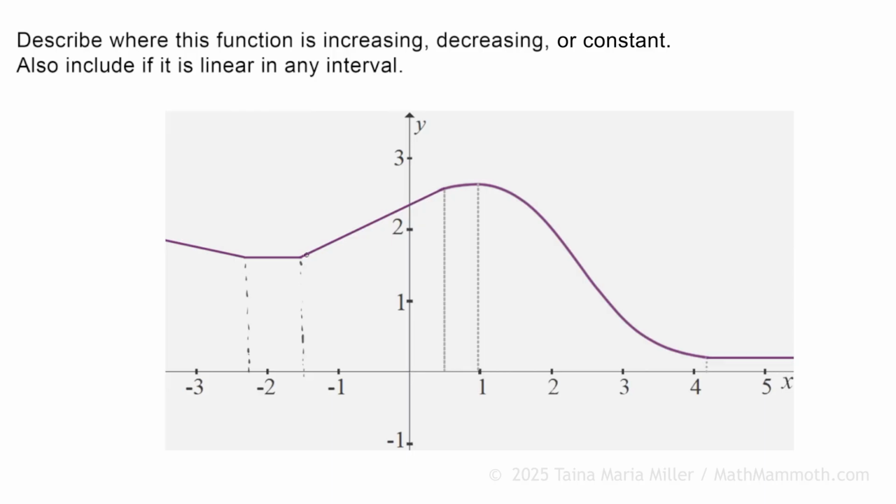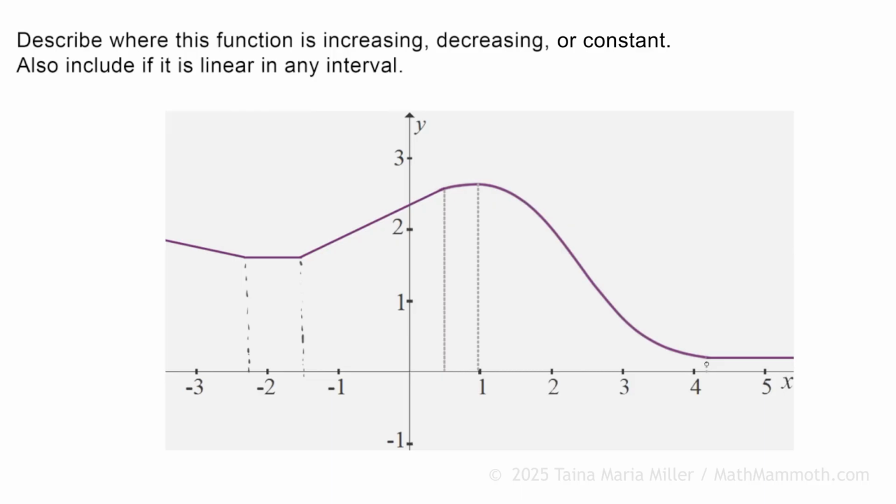Then it is increasing all the way from minus 1.5 to about 0.5. It is increasing and linear. Here's a little piece. It's a little curved here, right? It's still increasing, but nonlinear, from 0.5 to 1. And then we go downhill, so it is decreasing. All of this is decreasing in a nonlinear manner from 1 to, over here I made a little mark, about 4.1, 4.2.